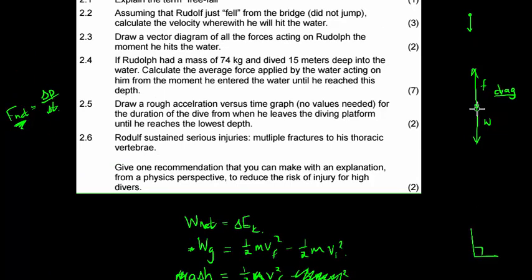So there's two forces. There's his weight and there's frictional force or drag. If it says two, there's two forces. You can know that from the marks. If Rudolf had a mass of 74 kilograms and dived 15 meters deep into the water, calculate the average force applied by the water. So there's a force applied by the water. What force would that be? Frictional force. The force applied by the water would be the frictional force of the water. But if you called it force applied, that's okay. I didn't expect you to know friction, but know that the water is applying a force on him.